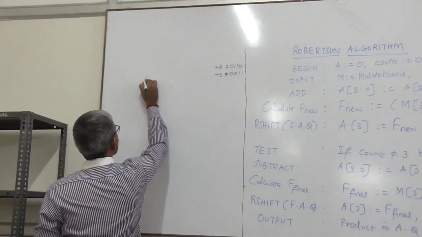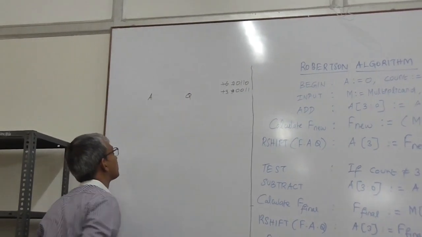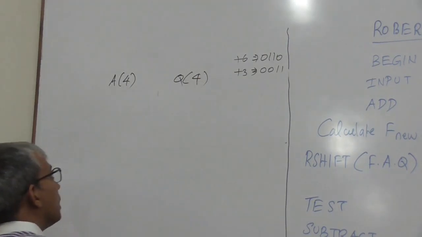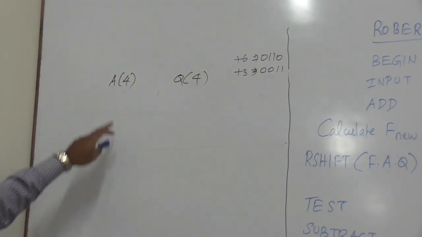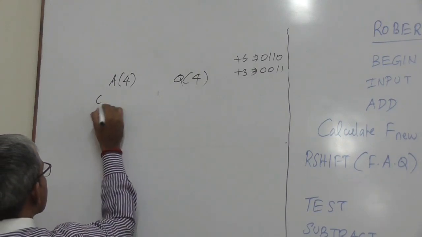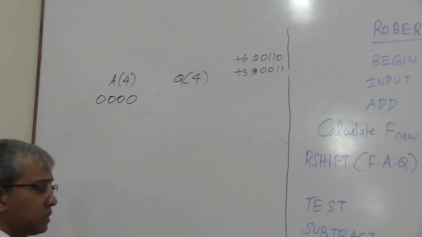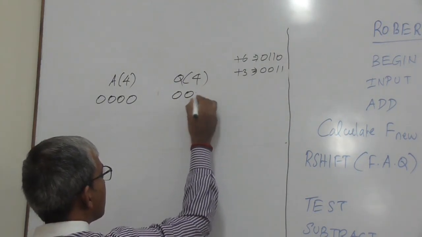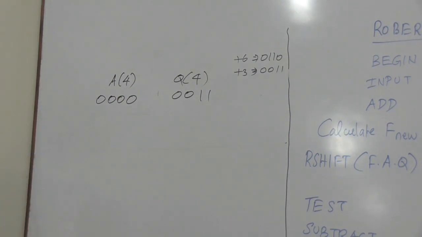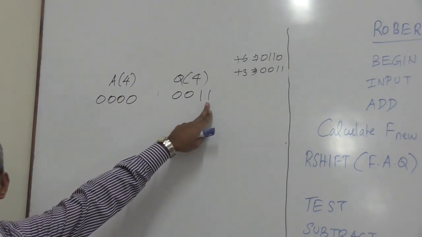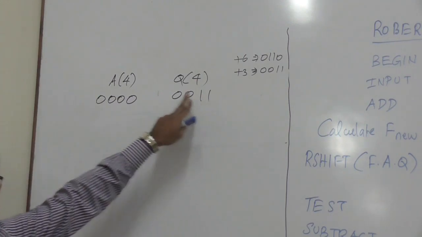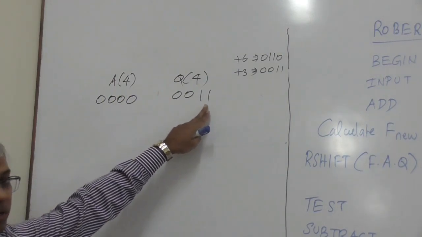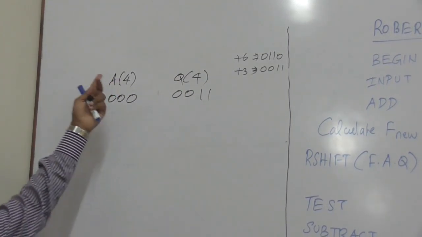So if we have the 2 registers as A and Q, here A register will have 4 bits and Q register is also having 4 bits. Now the A register is initialized with all zeros, and Q register is initialized with the multiplier bits. So here it is 0011. Next, I have to check each and every bit of the multiplier. If the value is 1, I am going to add the multiplicand with A. If the value is 0 here, then I have to add 0 with A, right?